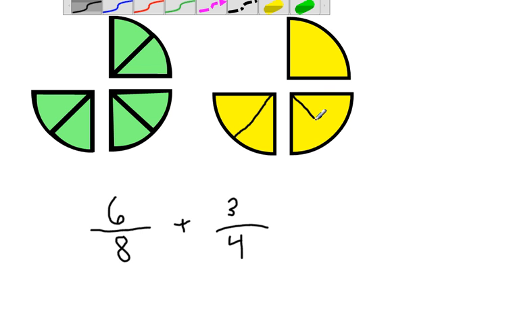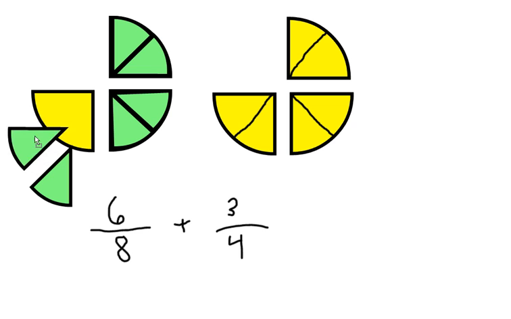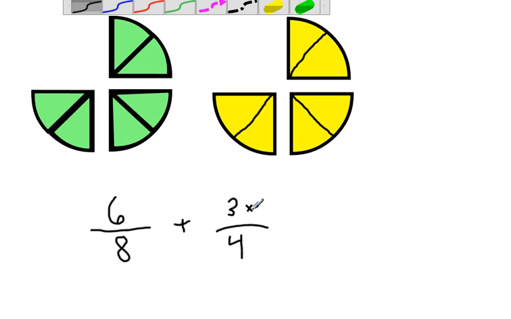If I cut these guys right down the middle, now I have the same size pieces across the board. I have eighths everywhere. Because, take a look. Notice that 2/8 equals a fourth. Pretty nifty, huh? So, what I did is I cut each of these pieces into two pieces. So now instead of having 3/4, I have 6/8. So really what I just did was add 6/8 plus 6/8.